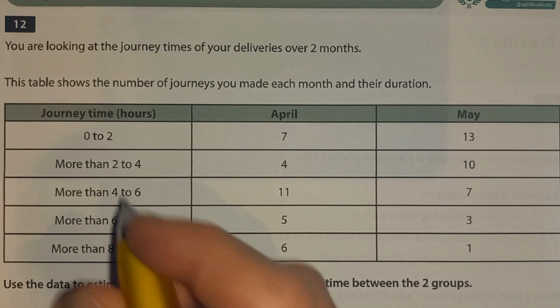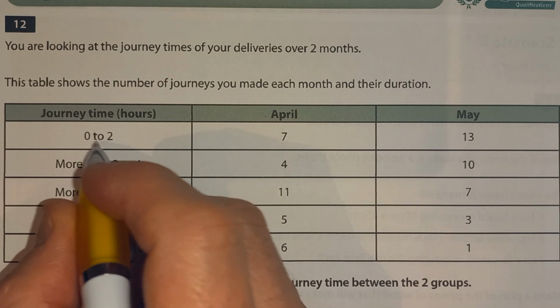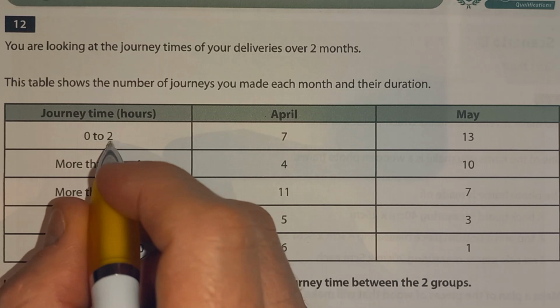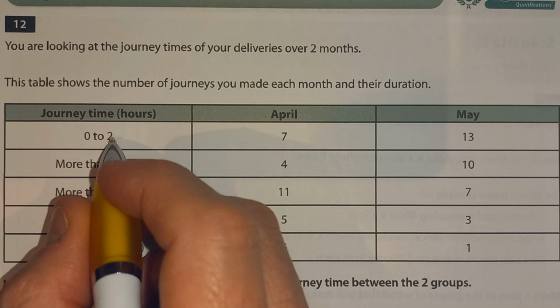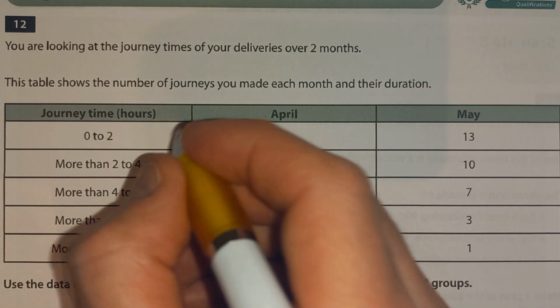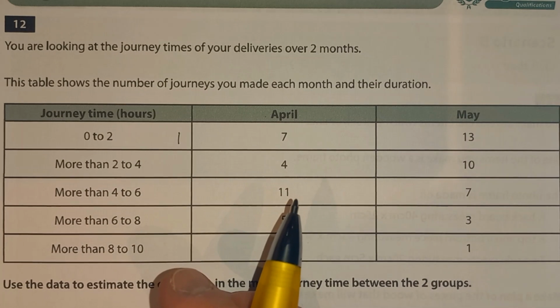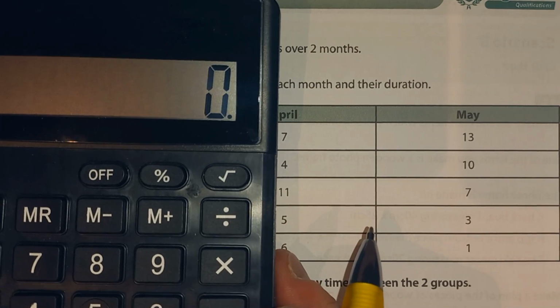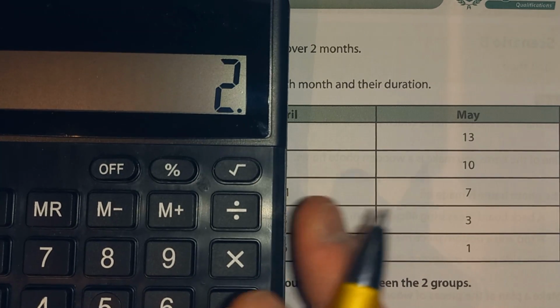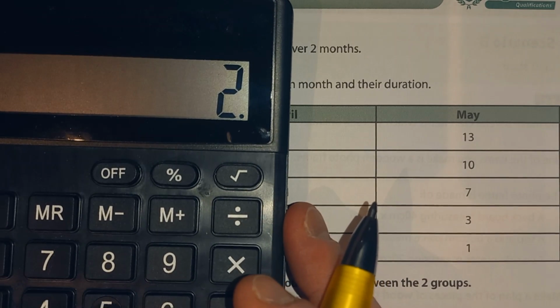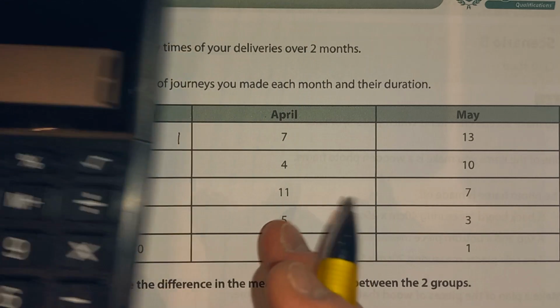So what we're going to do is say, well, the only thing we can reasonably assume is that the journey time was right in the middle. So between 0 and 2 is 1. If we want to check that or use our calculator for that, well then all we'd be doing is we'd say 0 plus 2 and then divide it by 2, which gives us 1.